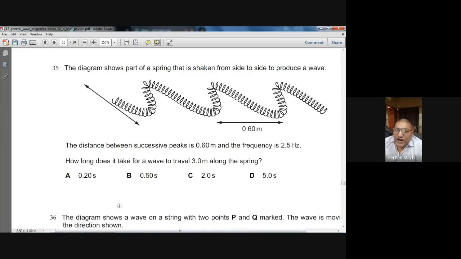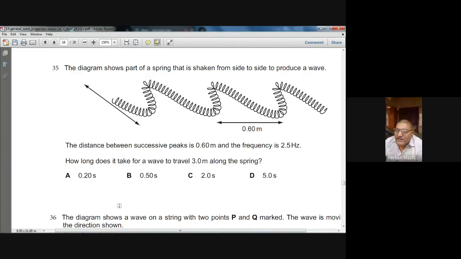The diagram shows part of a spring that is shaken from side to side to produce a wave. The distance between successive peaks is 0.60 meter and the frequency is 2.5 hertz. How long does it take for a wave to travel 3 meters along the spring? So you know the wavelength is given, 0.60 meter, and the frequency is also given, 2.5 hertz.